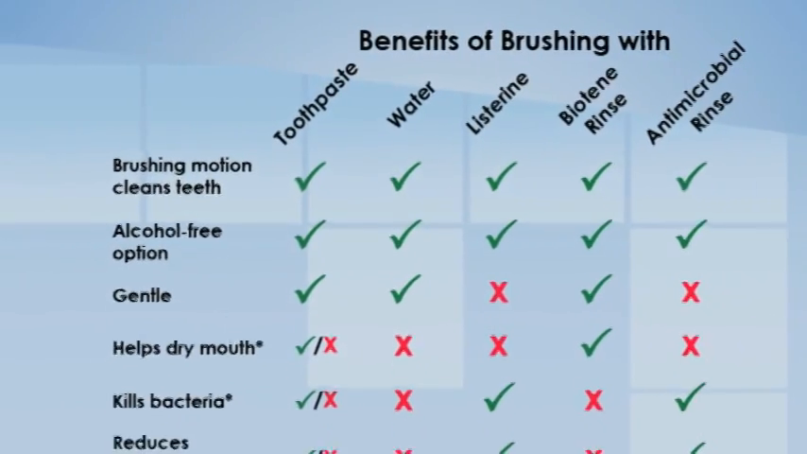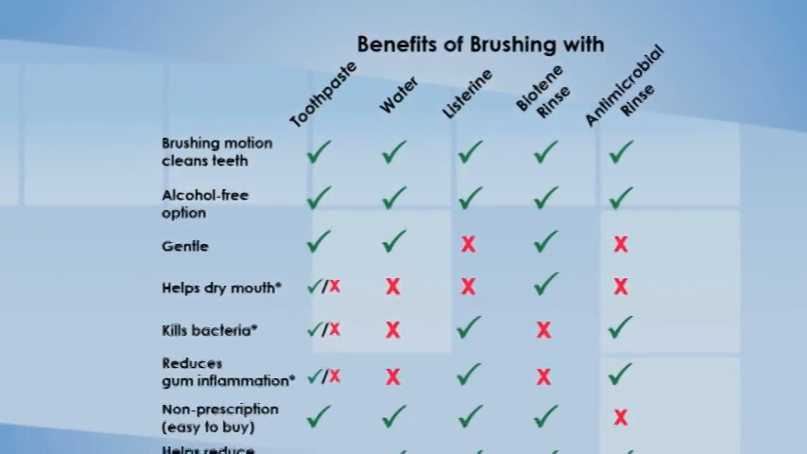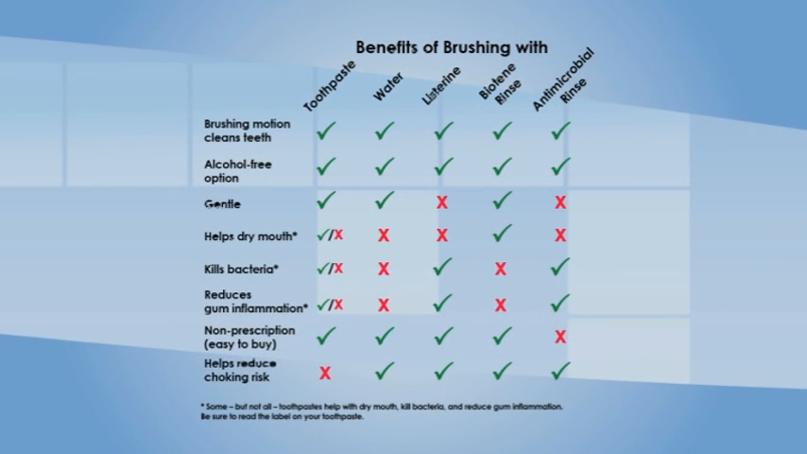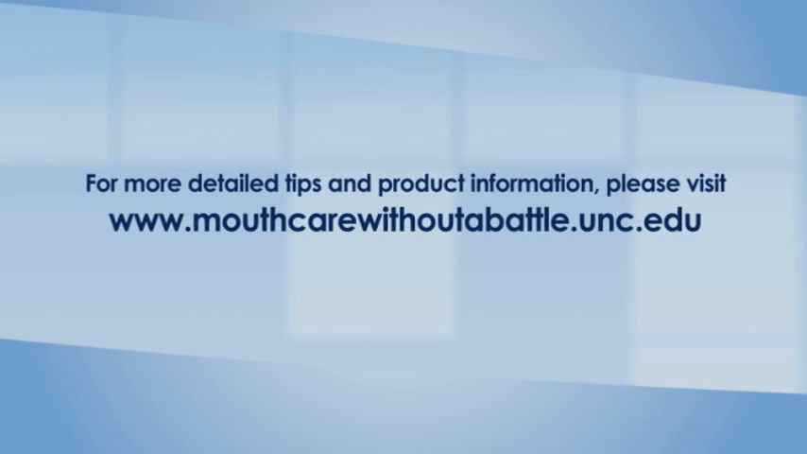When deciding which product to use, consider the person's ability and needs. Is the person at risk for choking? Does she have a problem with dry mouth or gingivitis? Here's a chart that summarizes the pros and cons of each of these products, and you'll be able to print out this information later when you finish this module. For more detailed tips and product information, visit our website.